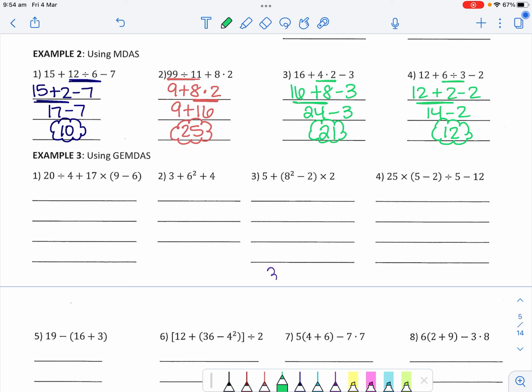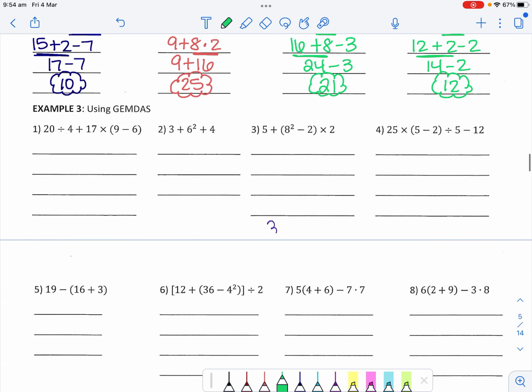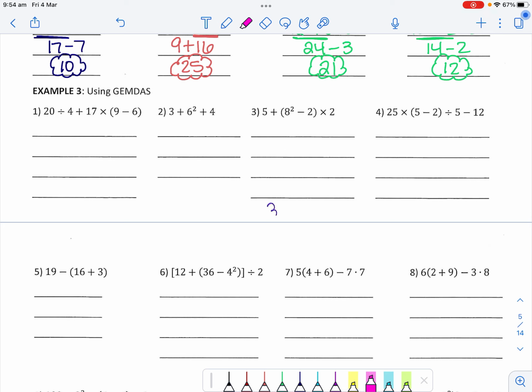Example 3, we're adding in the entire thing. So starting with our grouping symbols, adding in some exponents, multiply, divide, add, subtract. So in number 1, I have these grouping symbols right here. So these parentheses are what's going to come first. So it's going to be 20 divided by 4 plus 17 times 3.